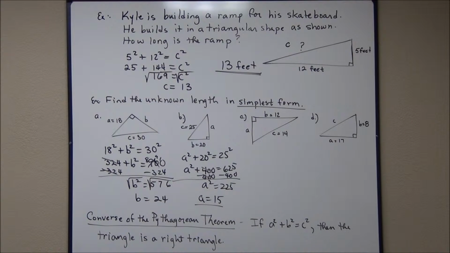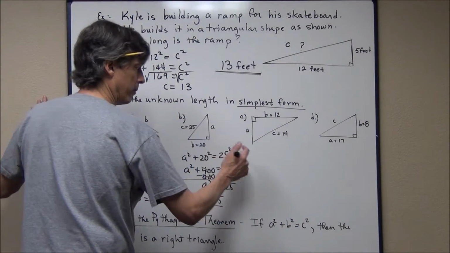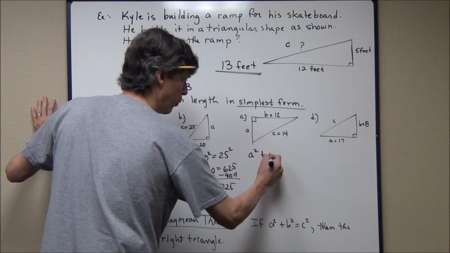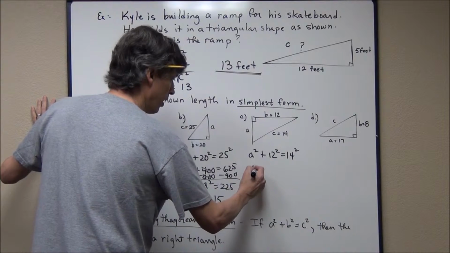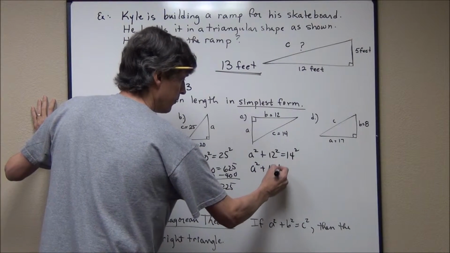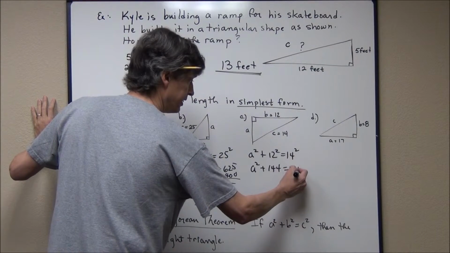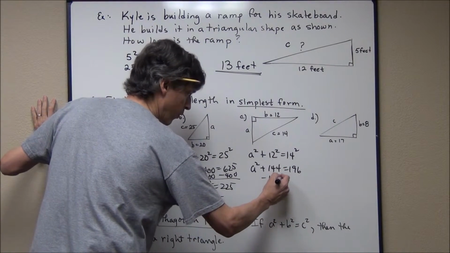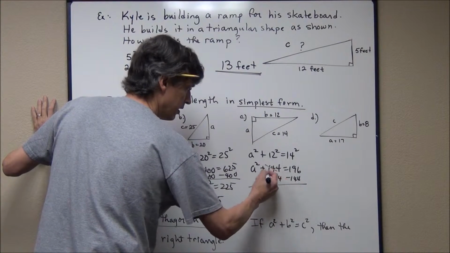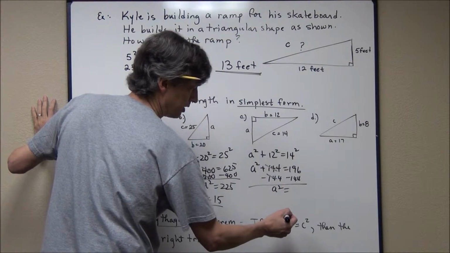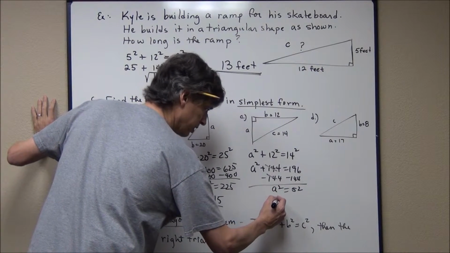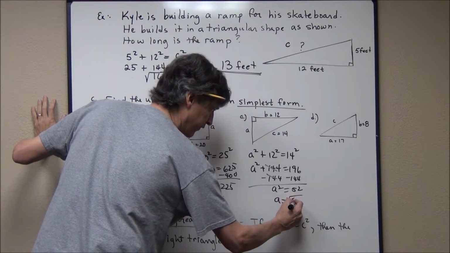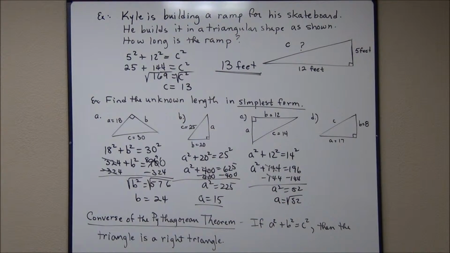Now that's not going to be the case with the next example. It's not going to come out to be an integer. I'm still looking for a, just like I was here, but in this case, a squared plus 12 squared, b squared here, these are the legs, equals 14 squared. 12 times 12 is 144, and 14 times 14 is 196. So if I subtract 144 from both sides, I get a squared is equal to, in this case it looks like it's going to be 52. So if I take the square root of both sides, I get a is equal to the square root of 52. Now, 52 is not a perfect square.